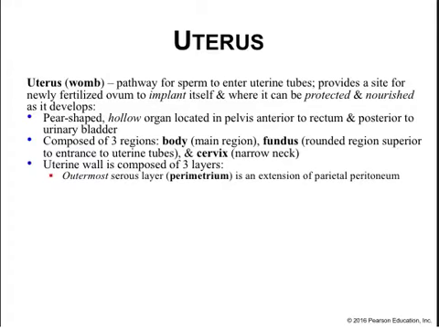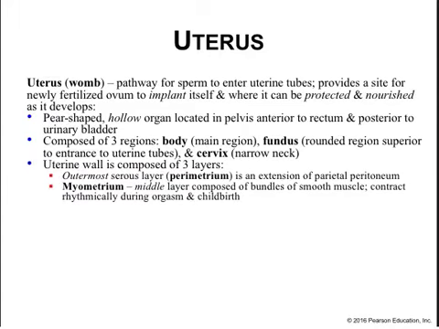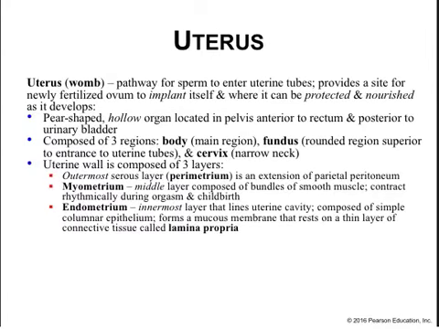The outermost serous layer is the perimetrium, which is an extension of parietal peritoneum. The myometrium is the middle layer of smooth muscle, which contracts rhythmically during orgasm and childbirth, and the endometrium is the innermost layer that lines the lumen, made of simple columnar epithelia, which forms a mucous membrane resting on a thin layer of lamina propria.